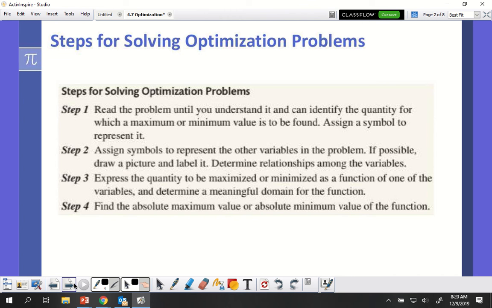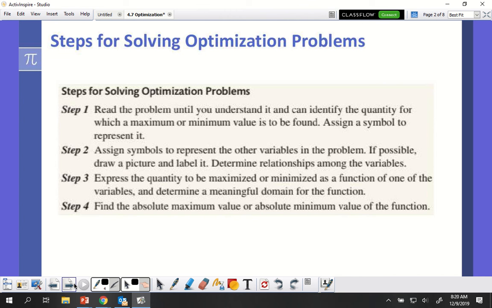Okay, so read the problem until you understand it. Identify the quantity for which the maximum or minimum value is to be found. Assign a symbol to represent it. So read the problem, find out what you're looking for, and if at all possible, draw something to represent it. The drawing is key. Assign symbols to represent other variables of the problem. If possible, draw a picture, label it, determine a relationship among the variables. If it says that it is proportional, then you know that you need to set it up kind of like we did with the related rates with the triangles.